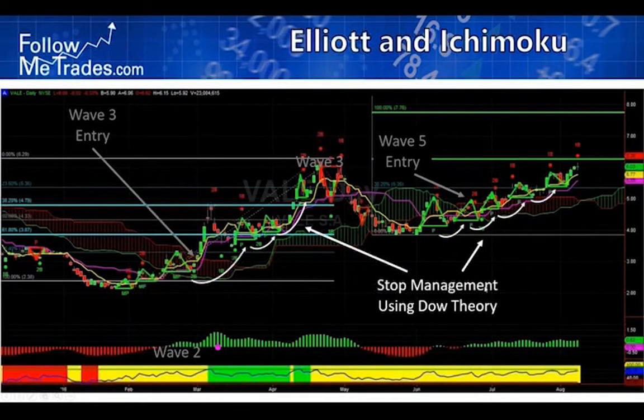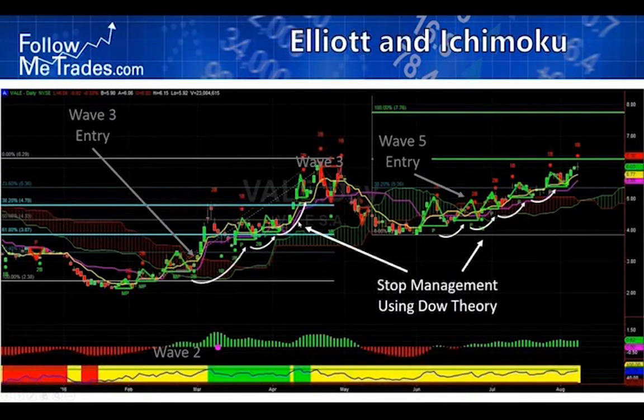Then, how do I manage stops? I use the Dow Theory. As price moves in an uptrend, I take my entry. I put my stop at the last previous low after a new high is established. Then as higher highs, higher lows, new highs are put in, I trail my stop up to the previous lows.